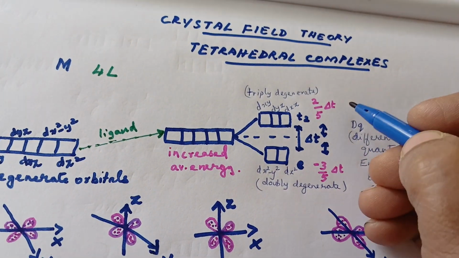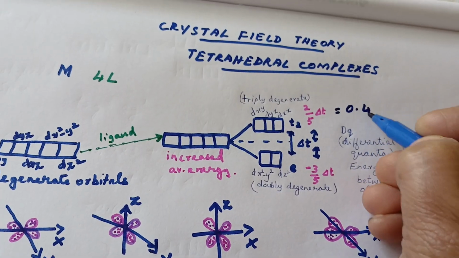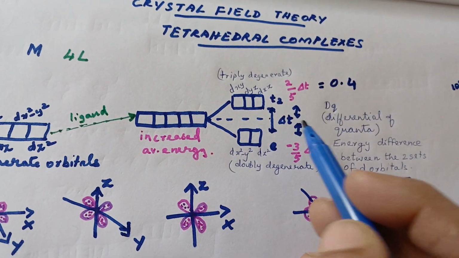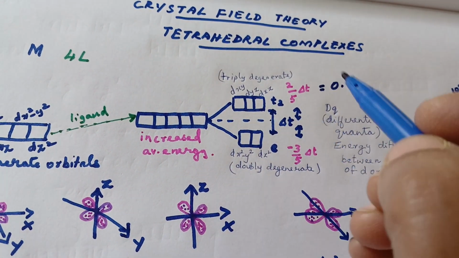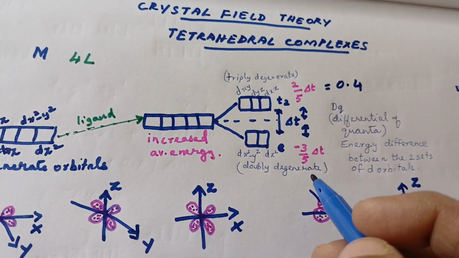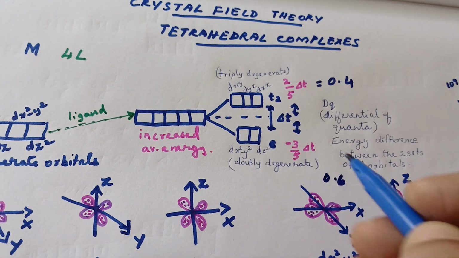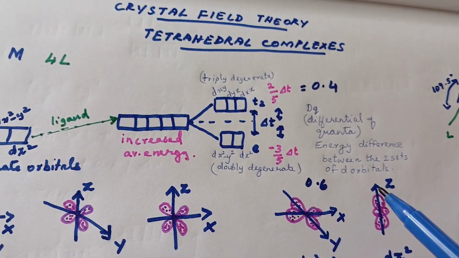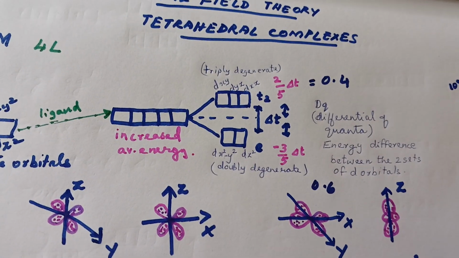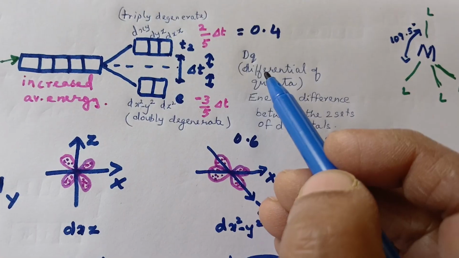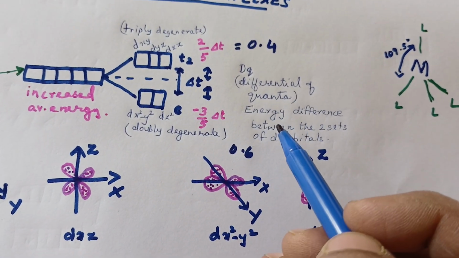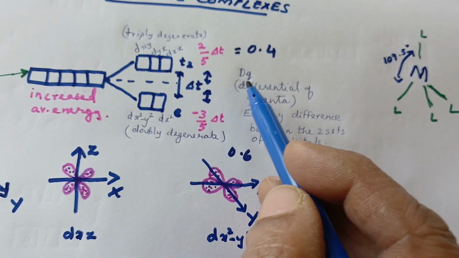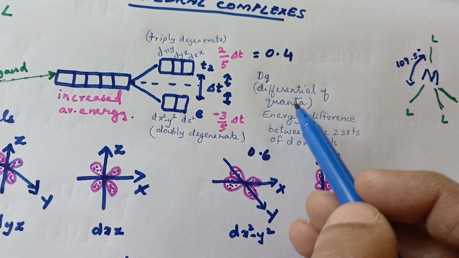Now you know that 2 by 5 is equal to 0.4. This is what we use in the calculation of the crystal field splitting energy. For calculating delta O or delta T, we use this factor, and here it is 0.6. For each electron in these orbitals, we multiply these factors by the number of electrons in these orbitals. That also you know. And Dq, that is the differential of quanta, is the quantity that represents the energy difference between the two sets of orbitals.